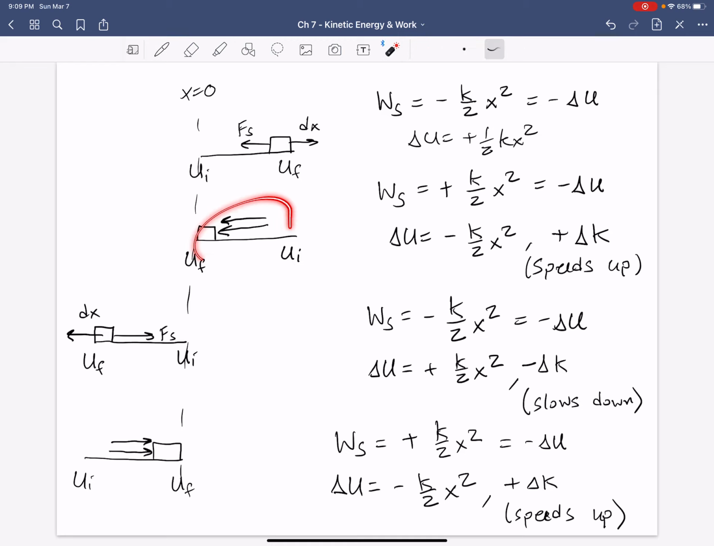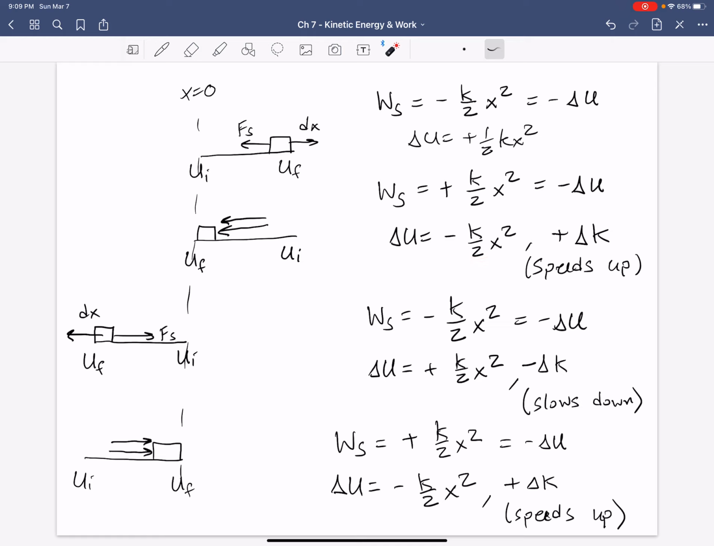And in this section and this section, if the force and the displacement are in the same direction, we have a positive work being done. In other words, that force is speeding it up. It's increasing the kinetic energy, as we see here, and thus it's decreasing the potential energy.